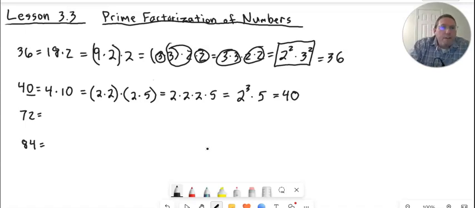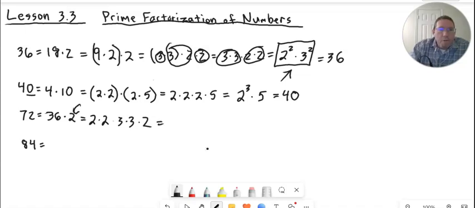Okay, 72 is an even number, so we can divide by 2. 72 divided by 2 is 36, so we have 36 times 2. All right, 36, we've already seen up here, 36 is 2 squared times 3 squared. So we can just throw that in. Okay, so we've got 2 times 2, that's 2 squared, times 3, and then times an extra 2 here. There's our extra 2. Okay, and so what we now have is 1, 2, 3 2's, so that's 2 to the 3rd power, times 3 squared.